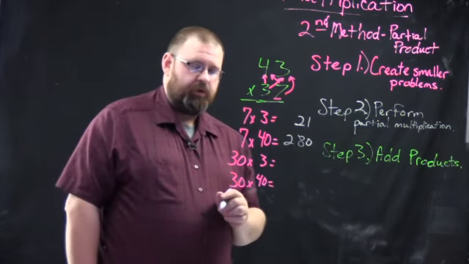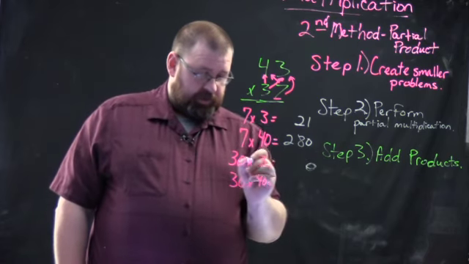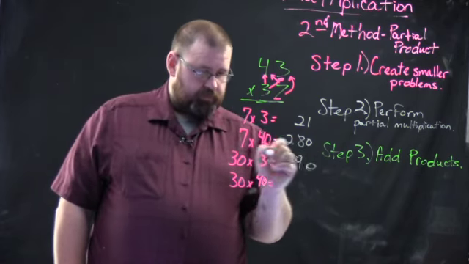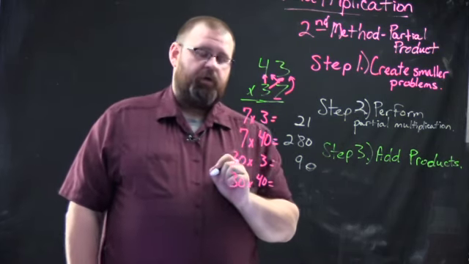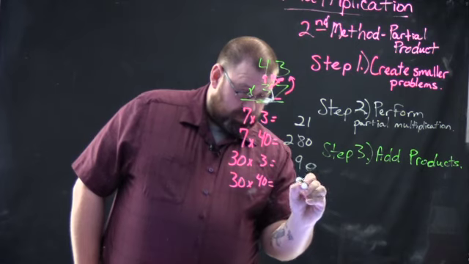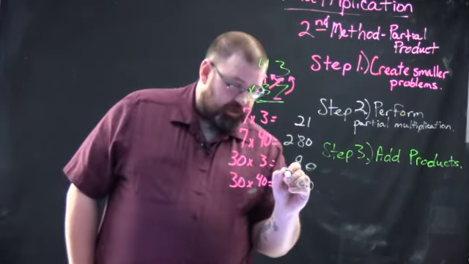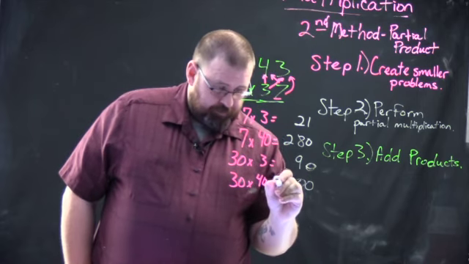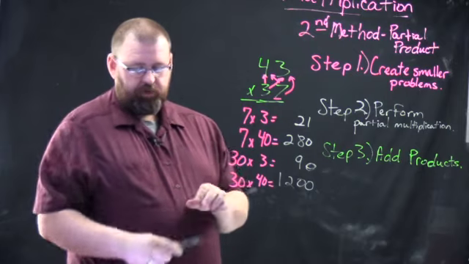Next one, 30 times 3. We're going to put our 0 here. And then our 3 times 3 is 9. So we get 90. Then we have 30 times 40. Well, we're going to have 2 zeros here, one for the 30 and one for the 40. And then we have 3 times 4, which gives us 12. So the answer to the last partial problem there is 1,200.